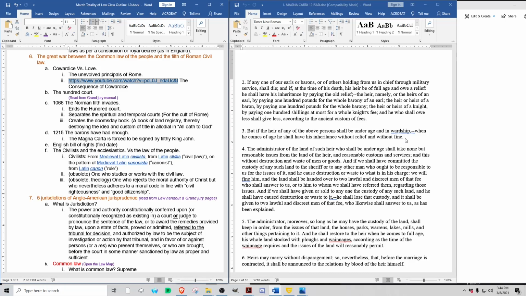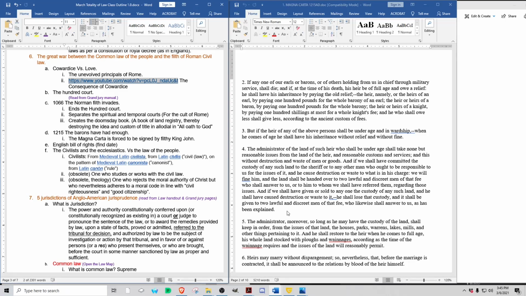Why? Because I'm a member of the posterity spoken of in the preambles of the federal and state constitutions. That's where that comes from. That's the reason why you have that right, is because you're a member of the posterity. Ones who came later, the heirs after. Number 4, the administrator. It doesn't say executor, it says administrator, right? The administrator of the land of such heir, who shall be under age, shall take none but reasonable issues from the land of the heir, and reasonable customs and services, and this without destruction and waste of men or goods.